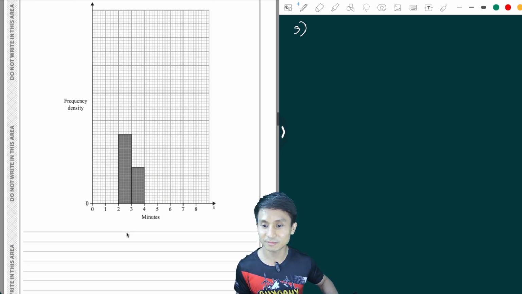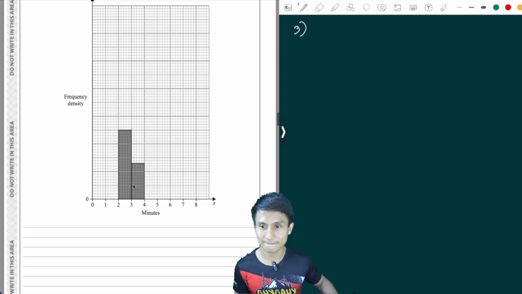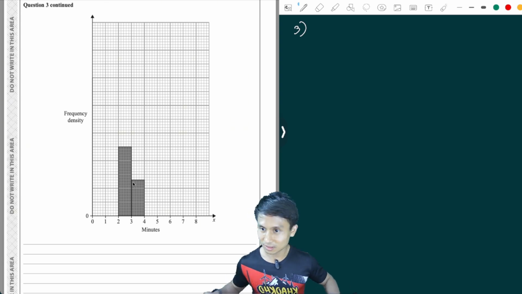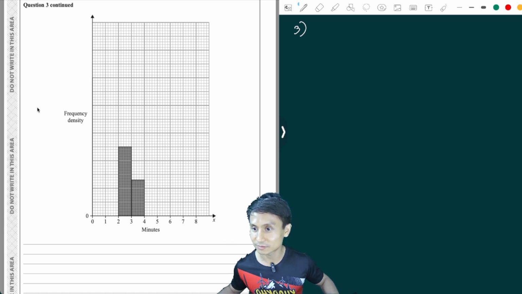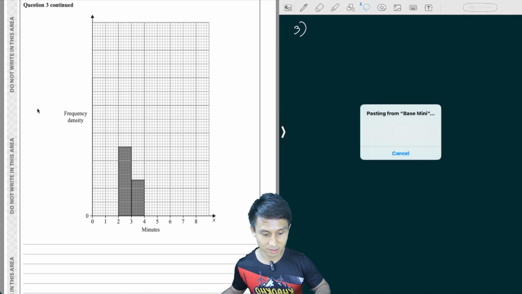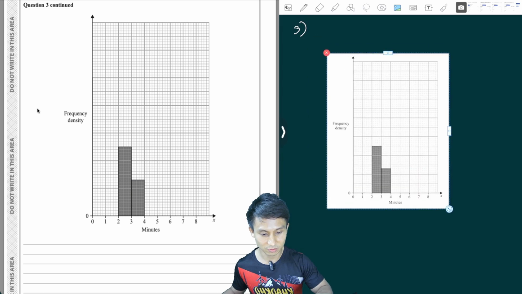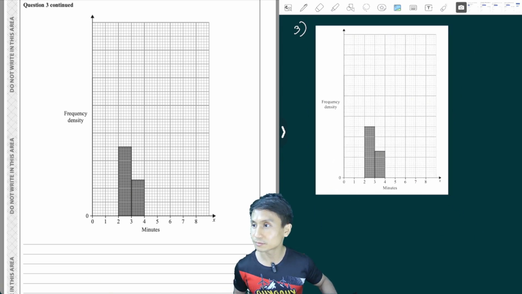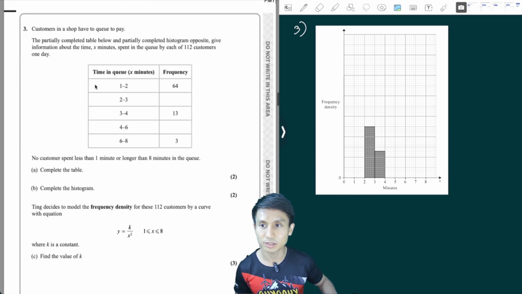Frequency density, minutes. You only have 2 bars here, okay? And it seems like we need to estimate. Actually, guys, I'm going to need to maybe get the diagram into my screen here. Okay, so my diagram here. Here we go. We're going to be using this diagram then. And look at the question here.